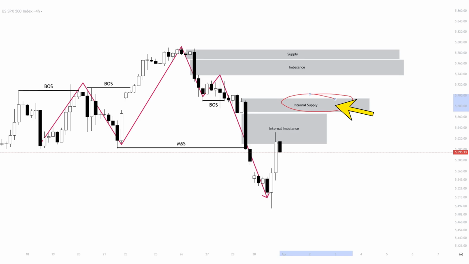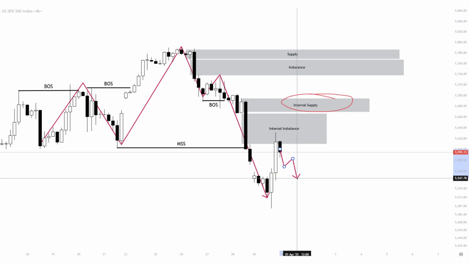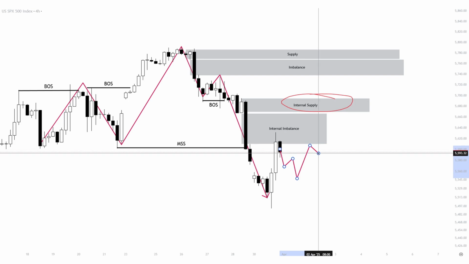So we have this internal supply. If it would respect, the market would move similar to this kind of move. Pushing into the imbalance, then a small rejection happens. This small rejection can be traded if we zoom into a lower time frame, but with a tighter take profit area, because the market moves towards liquidity, and supply zones have more resting liquidity than imbalances.